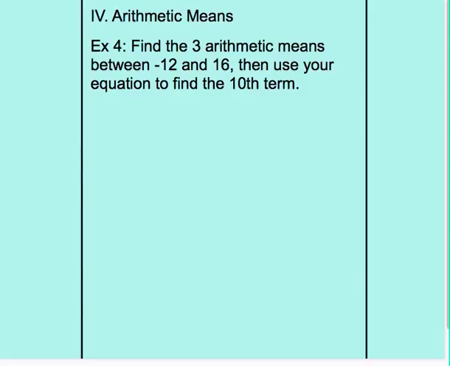In this example, we're going to take a look at how to find the arithmetic means. All that means is missing terms. So if we're finding the three arithmetic means between -12 and 16, there are three missing terms. For those who are visual learners, you can set up your sequence showing the three missing terms, which is easier to think about than when you go to set up your explicit formula.